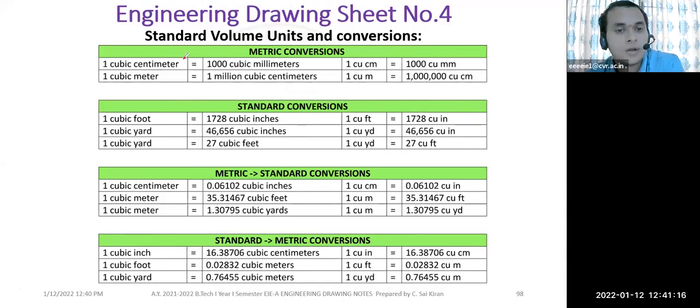Similarly, for the volume, 1 cubic centimeter, because we know that 1 cm equals 10 mm. So 1 cm cube equals 10 cube. 10 cube is nothing but 1000. So it will be 1000 mm cube.